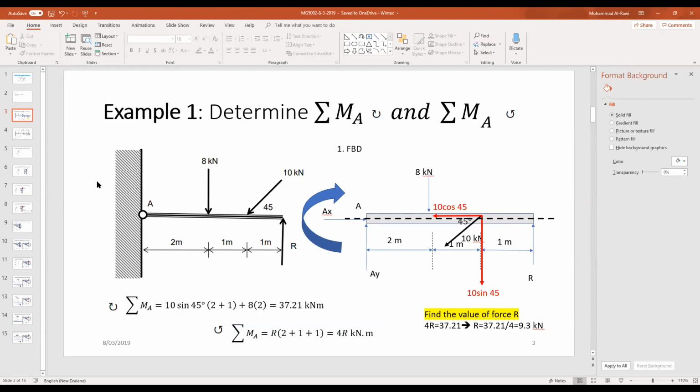Is a clockwise force equal to a clockwise force? No, the question should not be that. The question is, we use clockwise moment, not force.